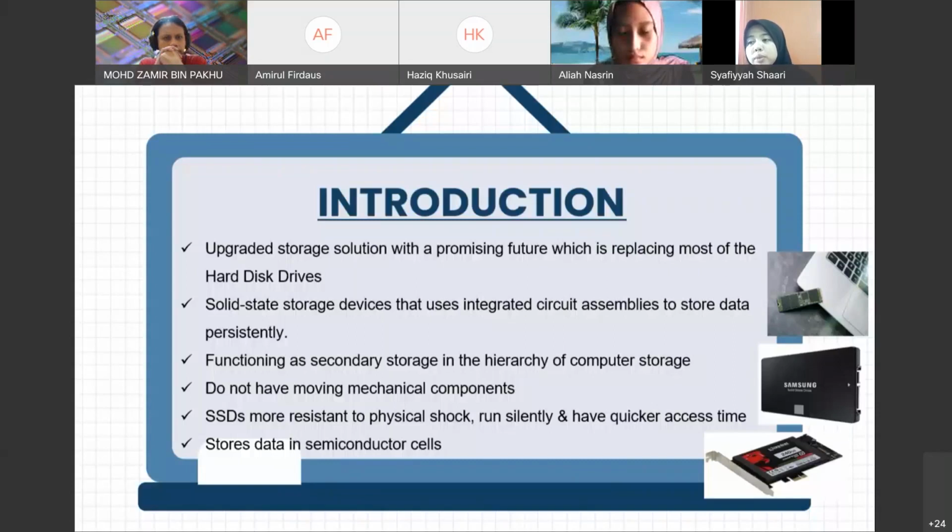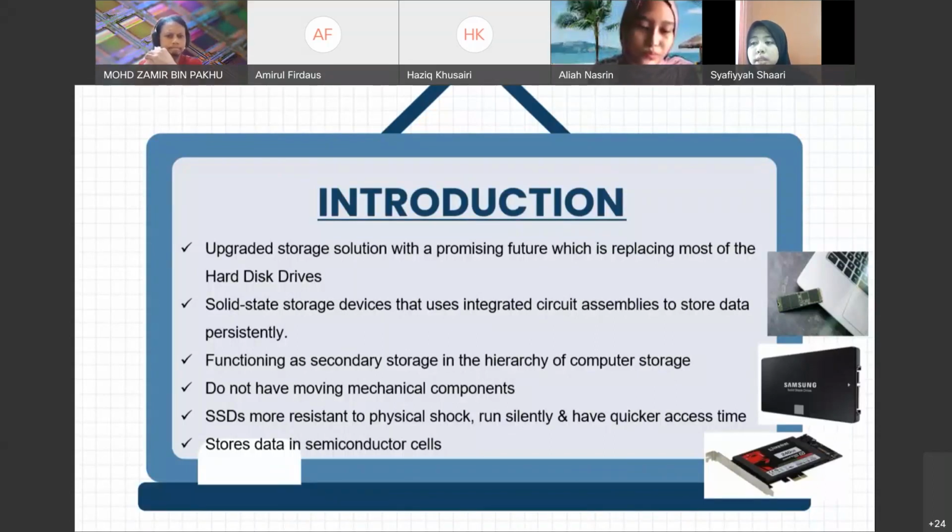SSD does not have moving mechanical components, which distinguishes it from HDD. It is because SSD uses flash memory to eliminate the moving parts present in HDD, allowing the computer to find the files faster. SSD is more resistant to physical shock, runs silently, and has quicker access time.